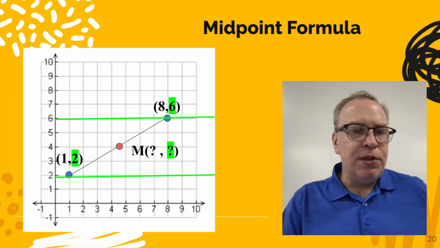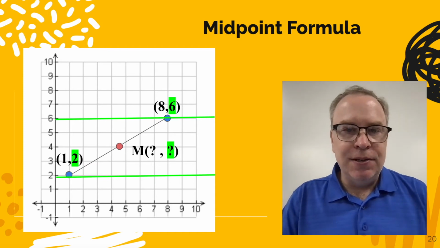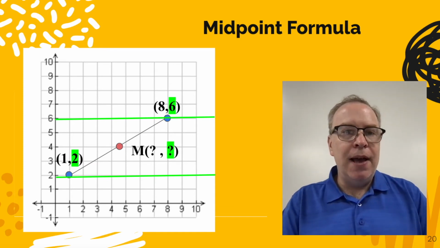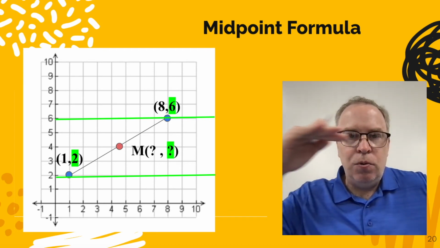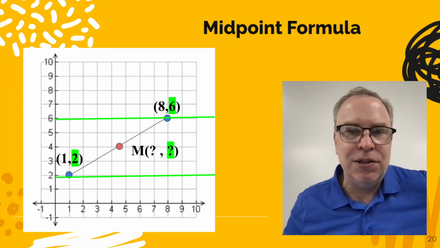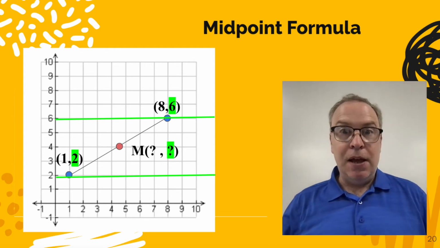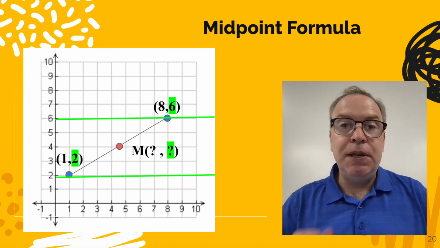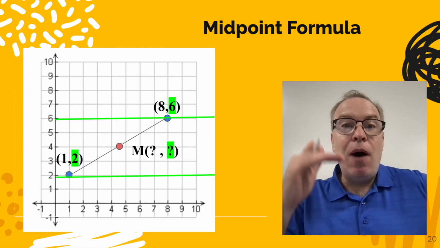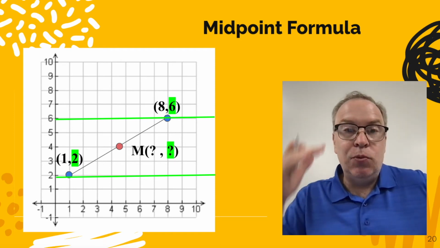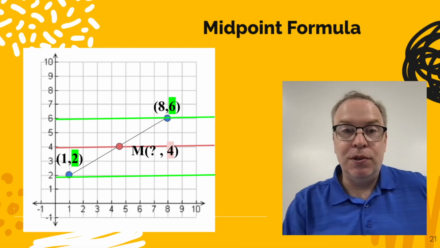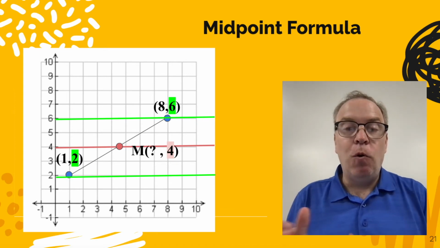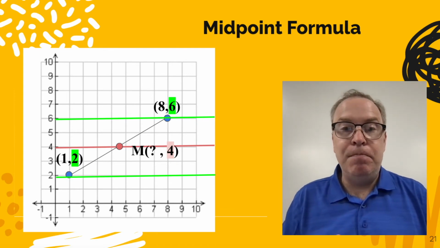So if we focus on the y's first again, because they're a little easier to work with. The y's are the green highlighted items. And notice that I drew horizontal lines at 6 and 2 in green. Now the midpoint is right in between those. So how high would the middle be between 6 and 2? Well, 4, of course. So you see how I put 4 in for the coordinate on that midpoint.